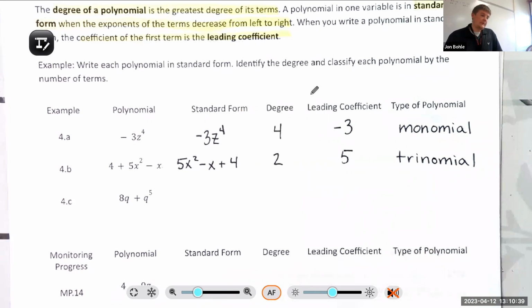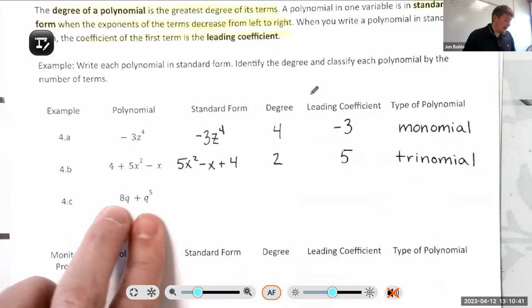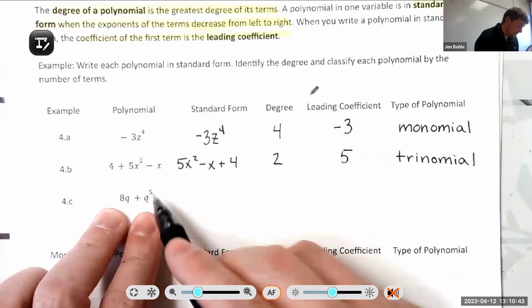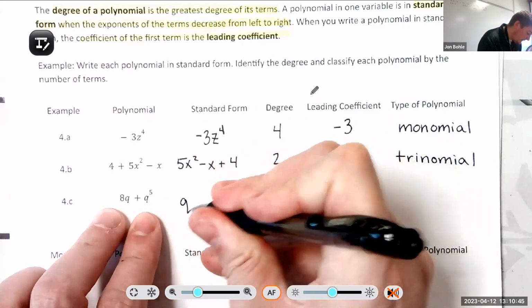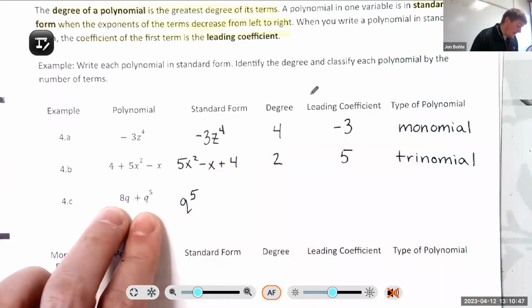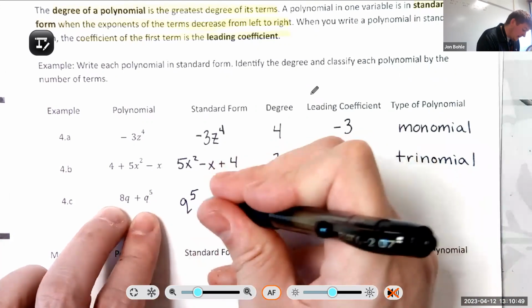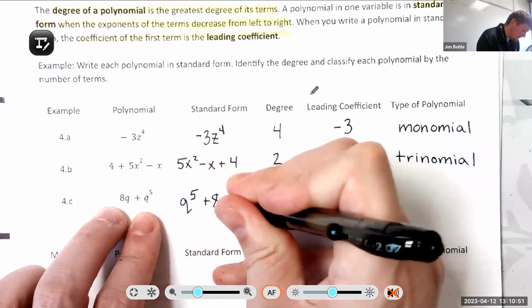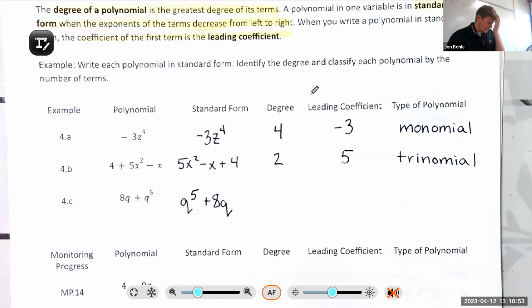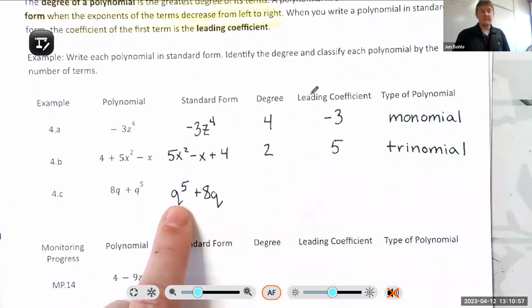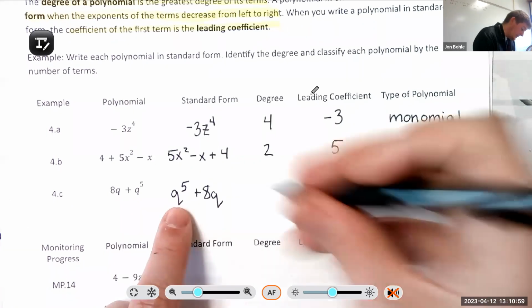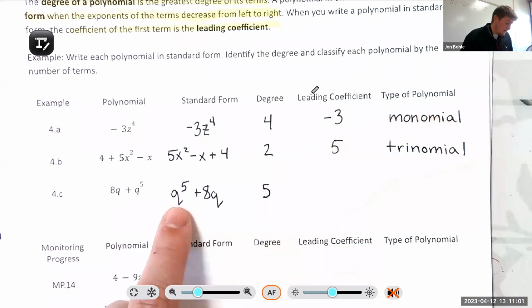Okay, 4C. Again, here, I want the highest degree first. So my highest degree is q to the 5th. And then I have 8q. That's a positive 8q, so I need to write plus 8q. And what's the degree? Well, the degree here is the largest exponent on a variable, which for us is 5.